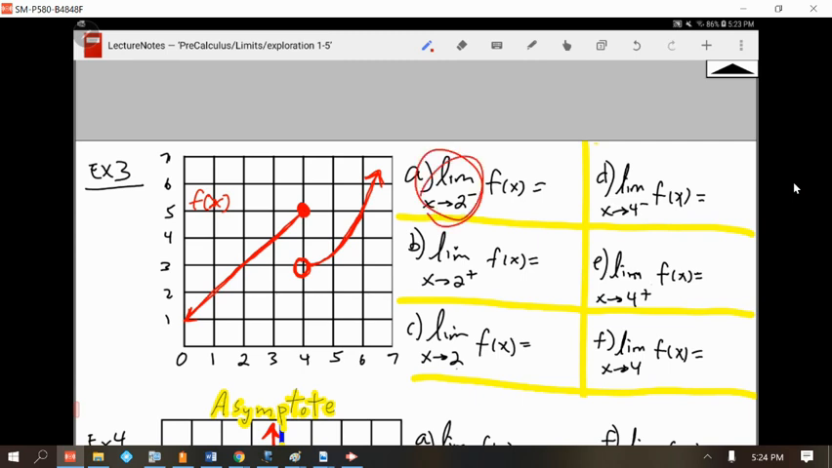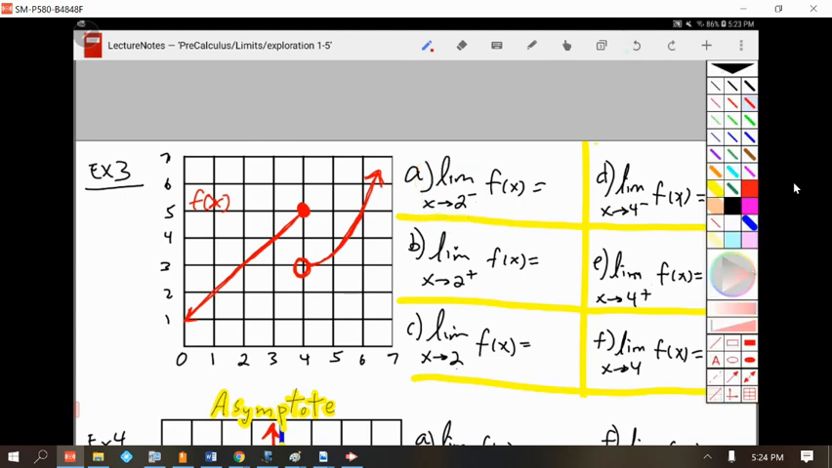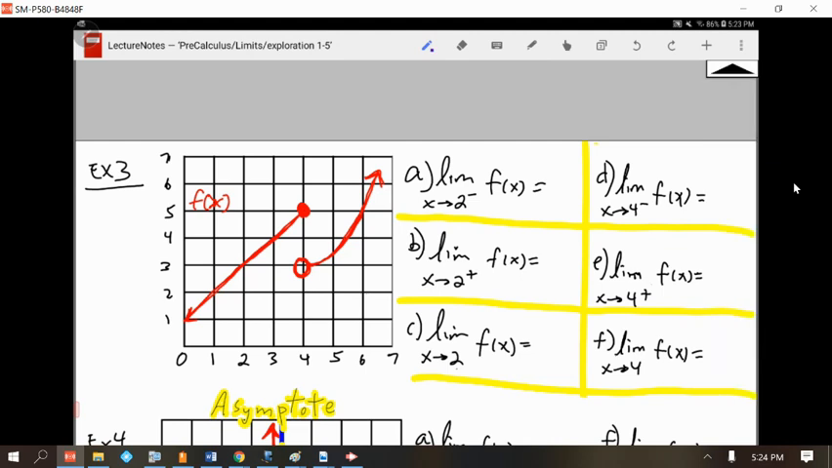Part A, question A. As I approach 2 from the left, I should pick a different color since I put my graph in red. Let's pick blue. Here's 2. What's the limit as I approach 2 from the left? So the left side of 2 would mean 1.5, 1.7, 1.9, 1.99999999999. As I get closer and closer to 2 from the left side, see how these blue dots are showing up? I'm approaching 2 on the left side. The graph is going to 3, right?